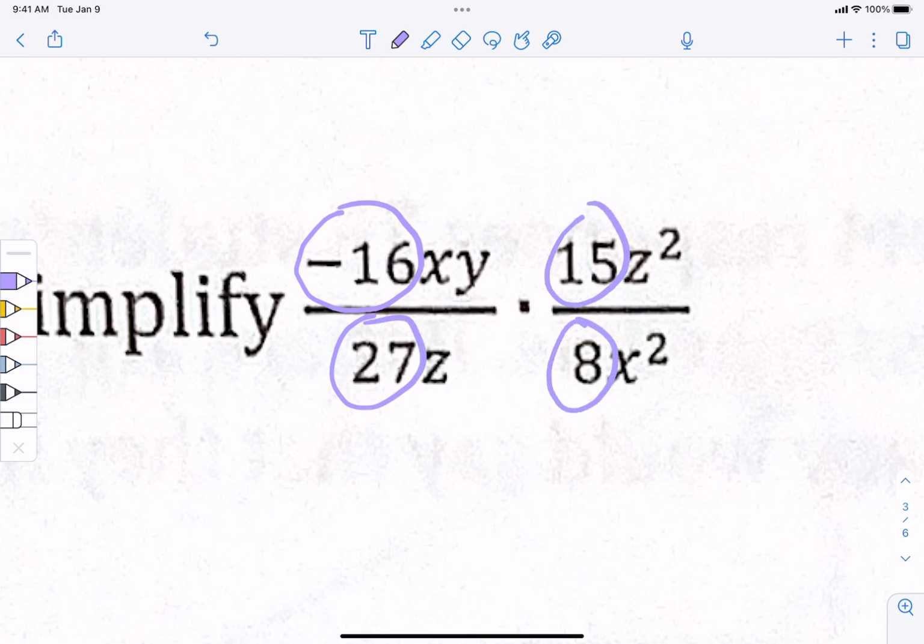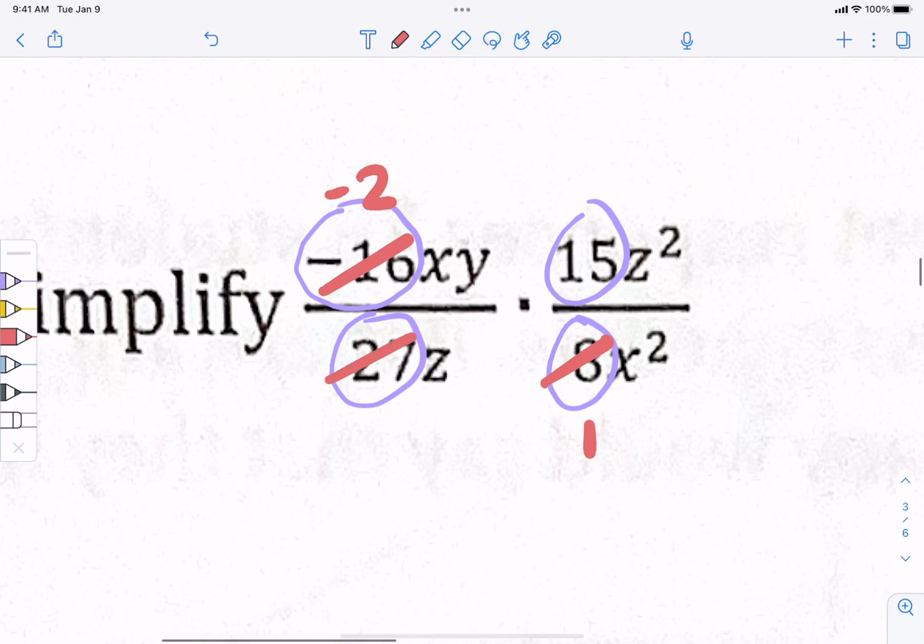Okay, so let's try to cancel some things out. What can we reduce by? 8 on the 16 and the 8, so 16 divided by 8 would be negative 2, and then this would be just a positive 1, right? What about the 15 and the 27? 3. Okay, 27 divided by 3 is 9, and then this would be 5.